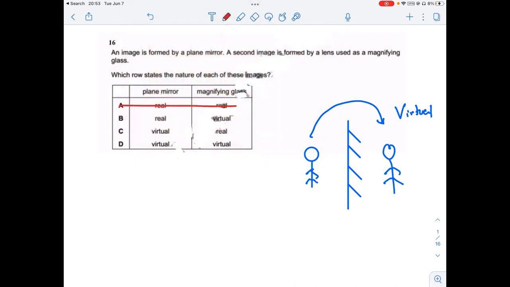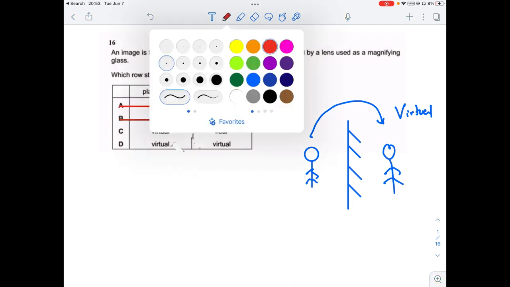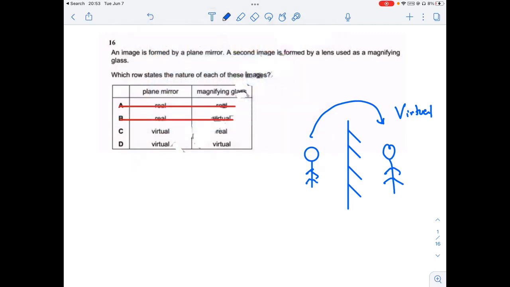So the first option, A, is wrong. Option B is also wrong. So the answer has to be either option C or D. Now coming to the magnifying glass. What is this magnifying glass? Now I take a magnifying glass. For that, it should be a convex lens.